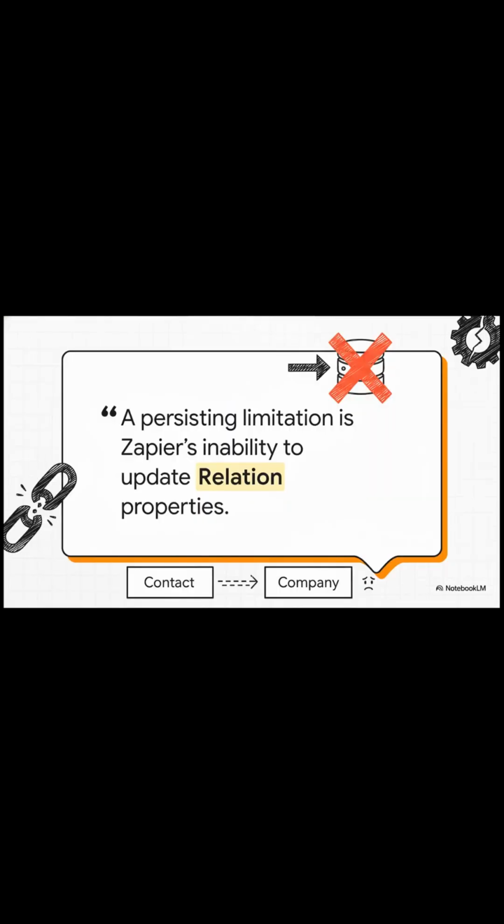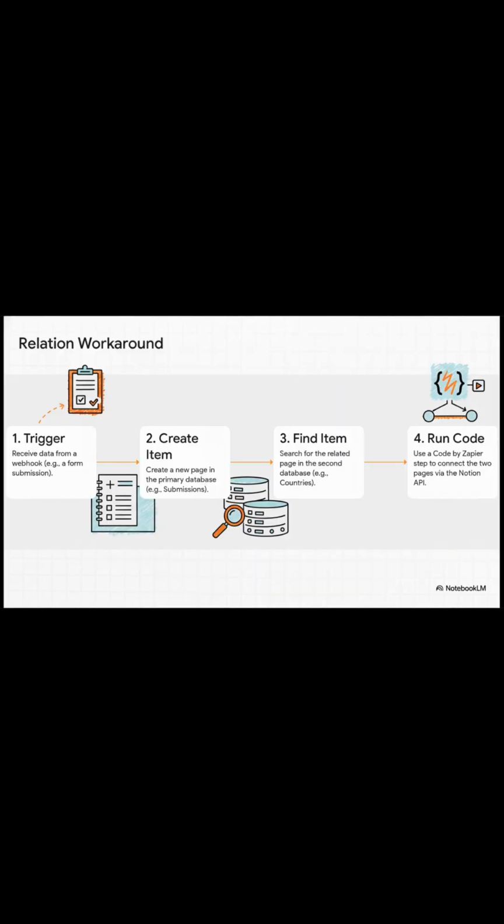And boom, here's the roadblock. As Notion expert William Nutt points out, for the longest time, Zapier's standard integration just could not update these crucial relation properties. So you could automatically create a new contact, but you couldn't automatically link it to the right company. This was a huge source of frustration for so many people. So the community came up with this clever 4-step workaround.